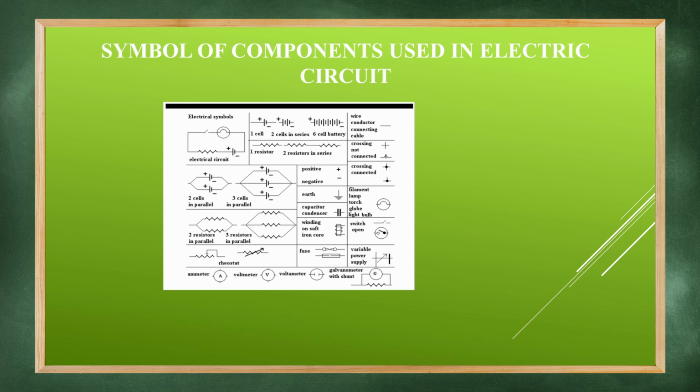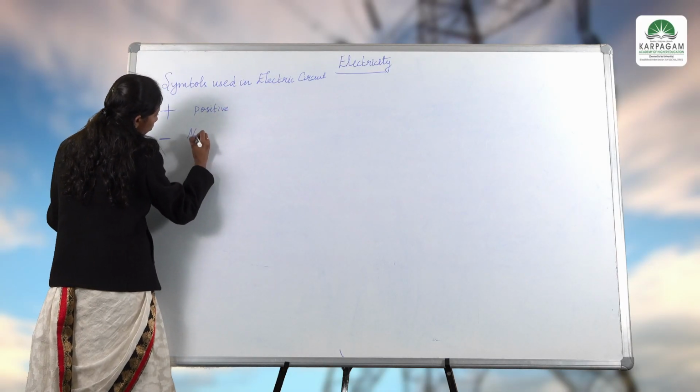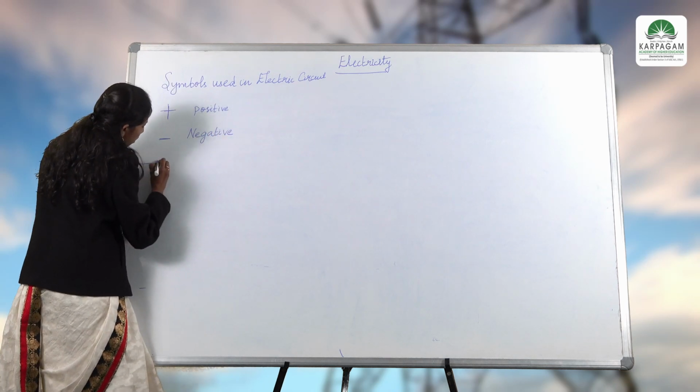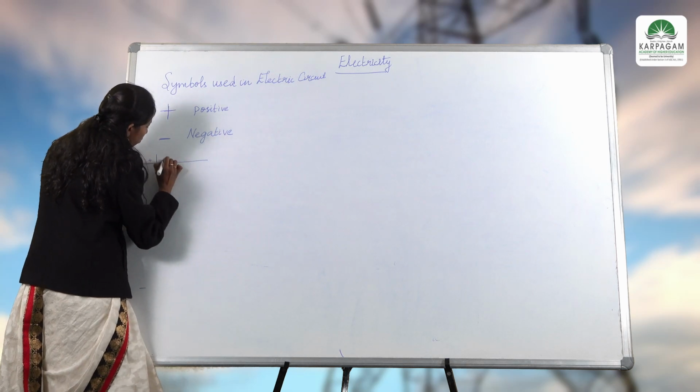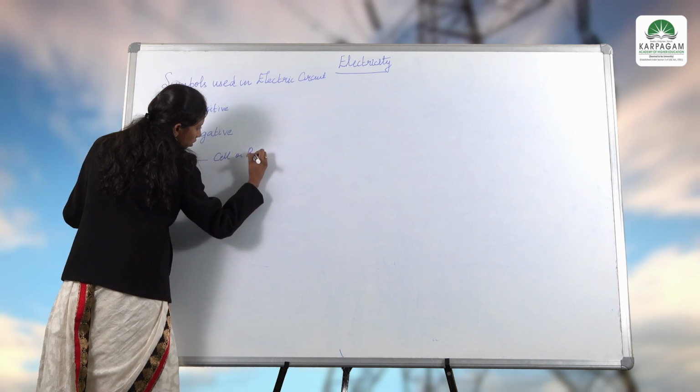We have different symbols used in electric circuits. So the first thing is positive. This is the main symbol, positive. And the next one is negative. This is what we call a source or cell or battery. So this is the positive terminal and this one is the negative terminal. We call it a cell or battery.